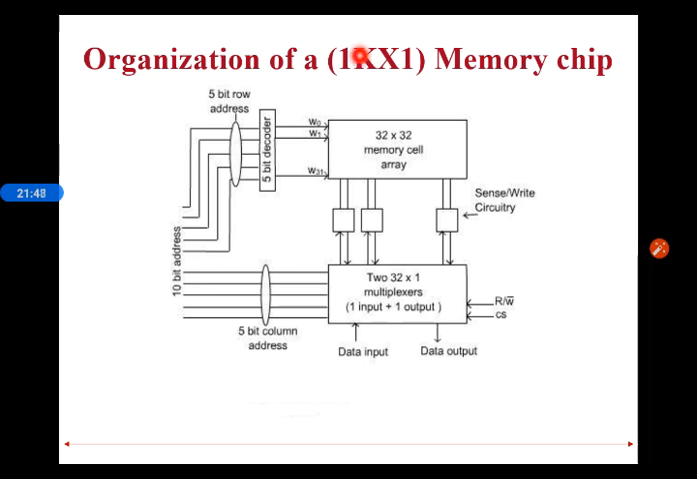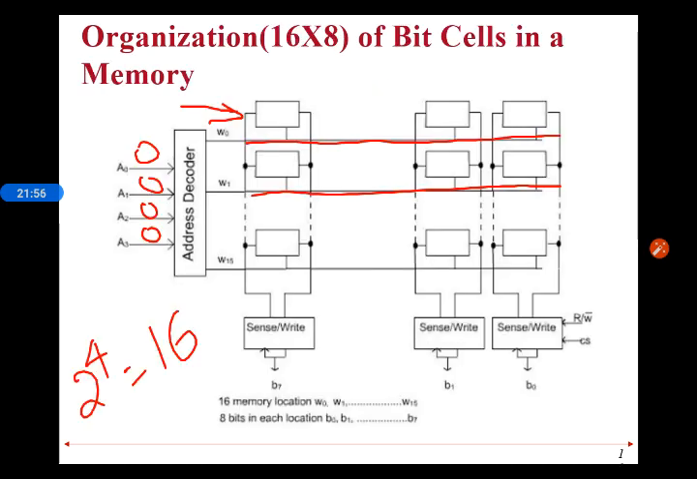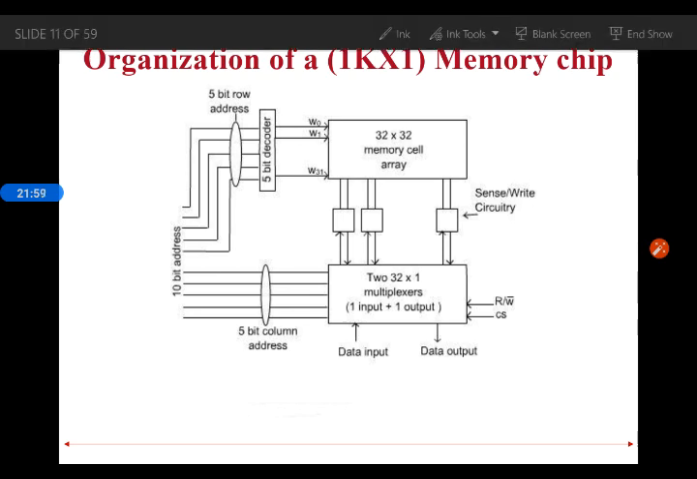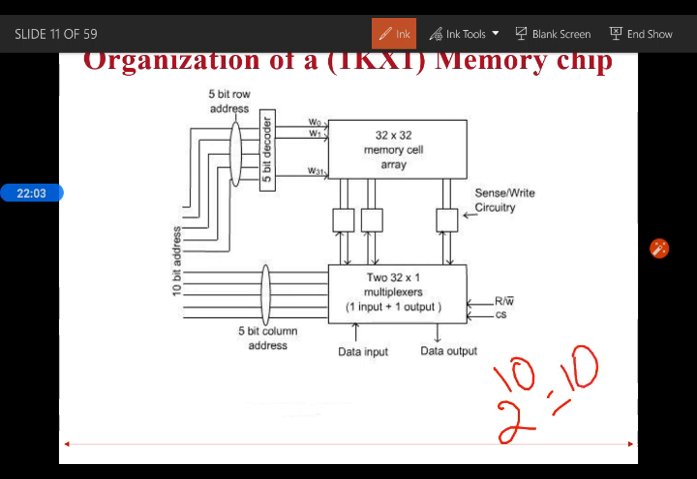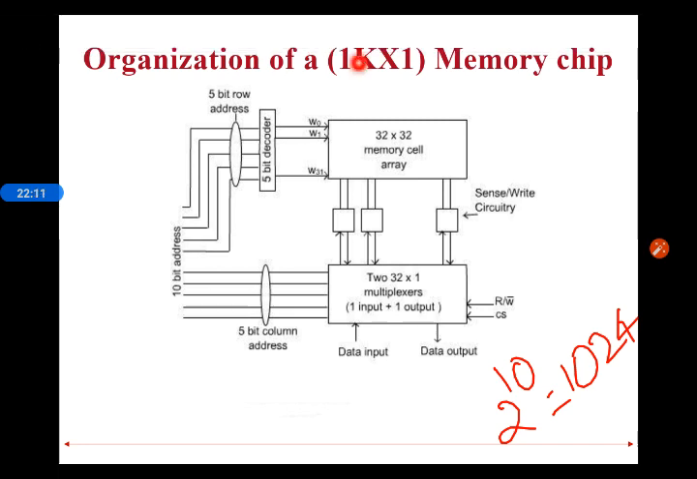There is an organization of 1k by 1. That means 1k is 2 raised to 10, which is 1024 locations. So that is what this 1k represents. You can see 1024 locations by 1. That means we need only 1 bit of information at a time from the memory chip.